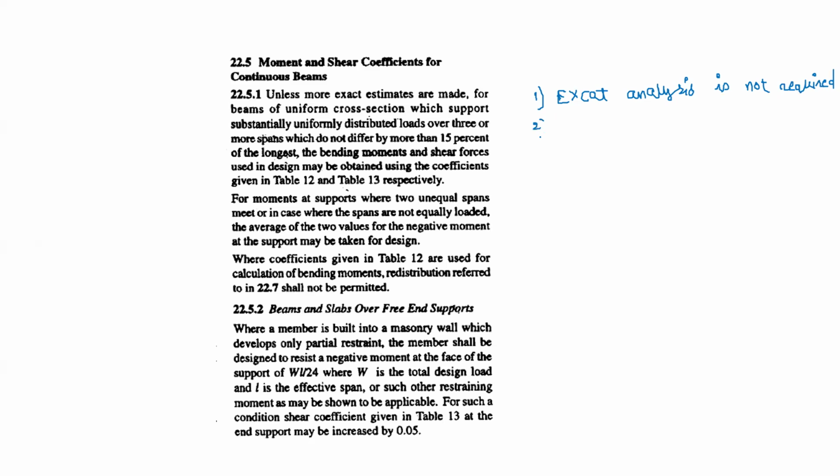Second, they have given that redistribution is not allowed. So second condition, redistribution is not allowed. And third condition that is given, you can see over here, is 15% of the longest. Minimum 3 spans are required.